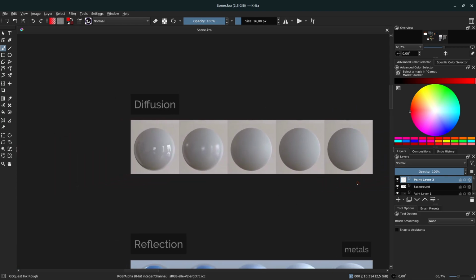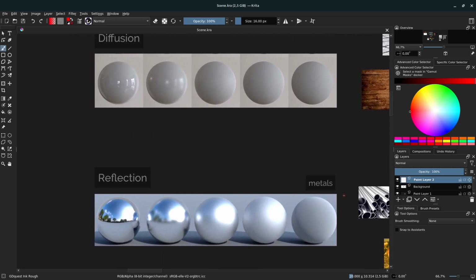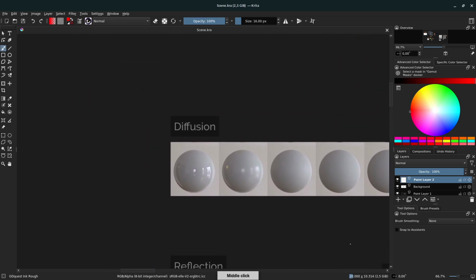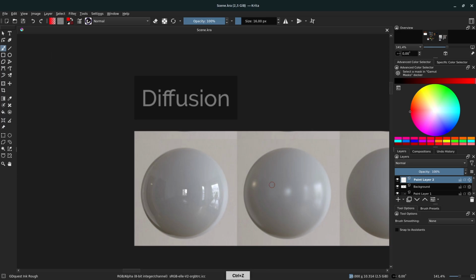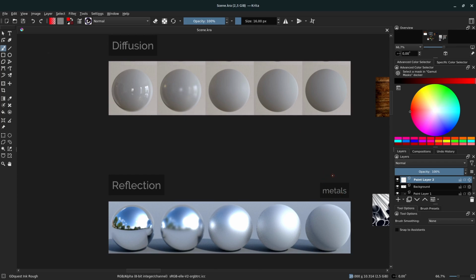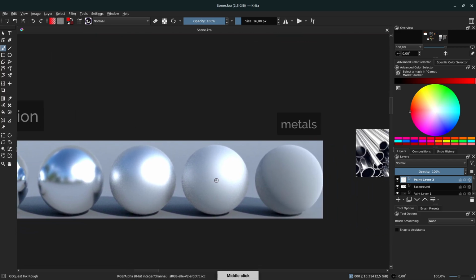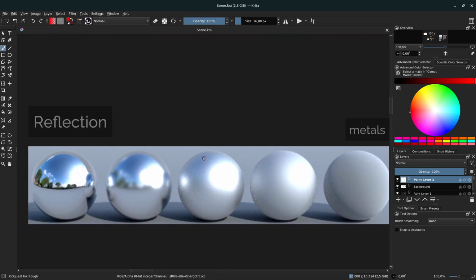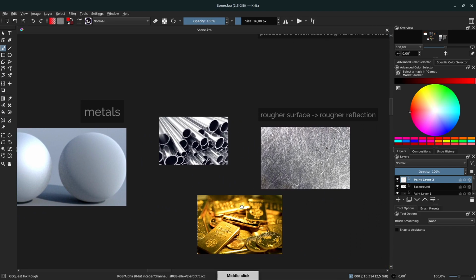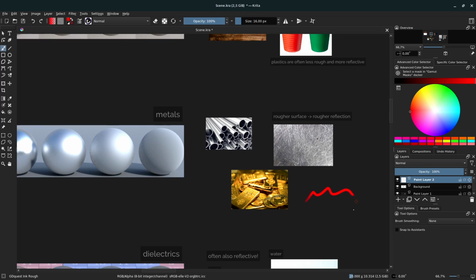So moving on from diffusion, we have reflection. This is something that metals have. Now, you can also say that this surface is reflecting light, but these are specifically reflective materials, which are the metals. And you can see here a low roughness gives us a mirror, and a higher roughness gives us a material with a more blurred highlight. And here's an example of a surface that is rougher and therefore less reflective, because it's more like this.